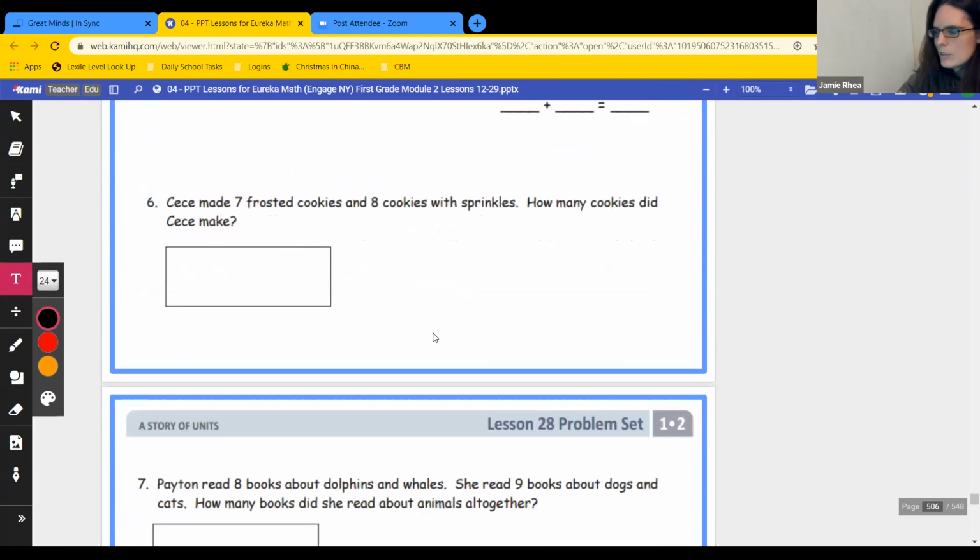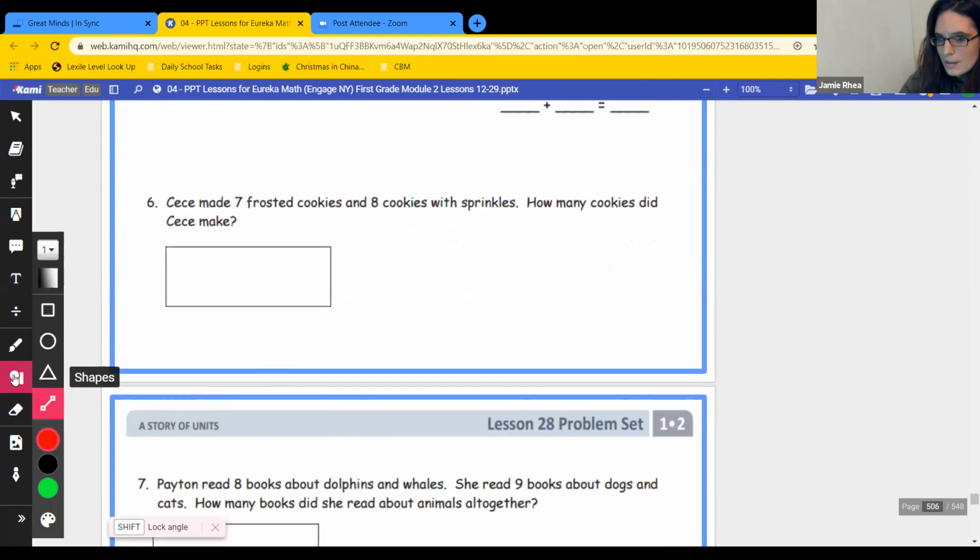So let's look at number 6. Cece made 7 frosted cookies and 8 cookies with sprinkles. How many cookies did Cece make? Okay, so let's see. You know what I could do with this? I could turn it into a 10 frame. I can make my lines cooperate here. There we go.